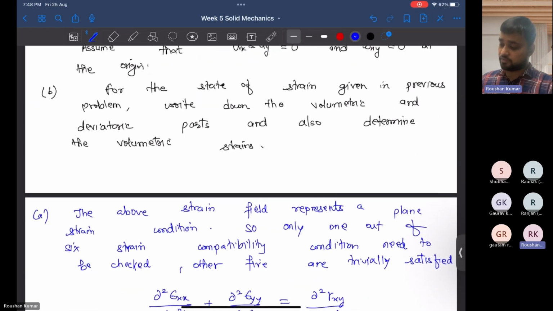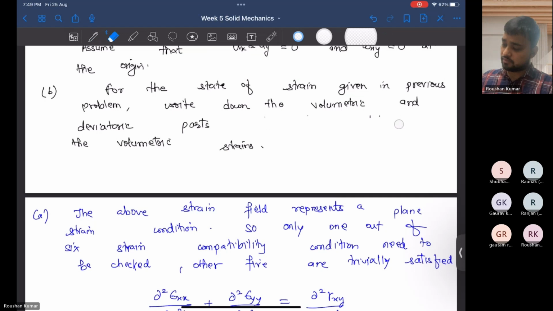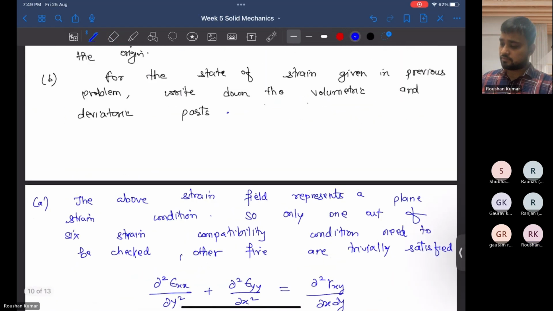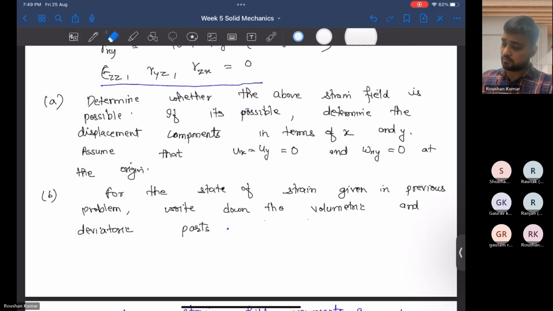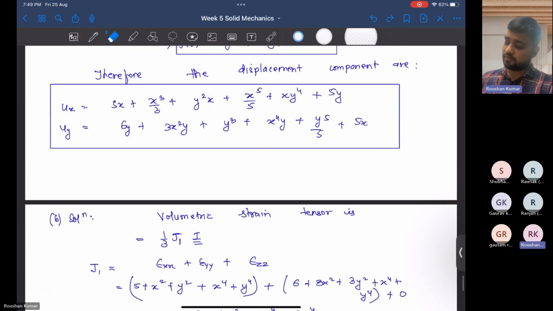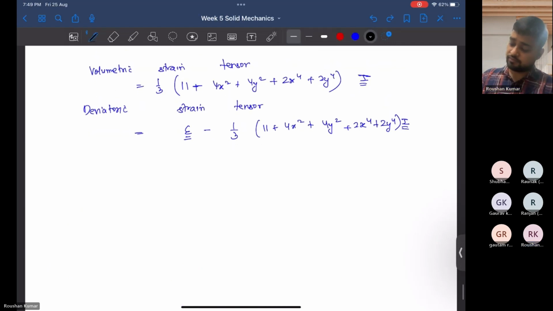Is there anything else in the question? Yes, we found the volumetric and deviatoric strain. Sorry, one more question is here. There is also a last question, that we have to find the volumetric strain.